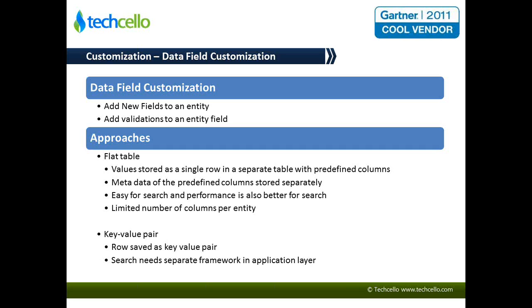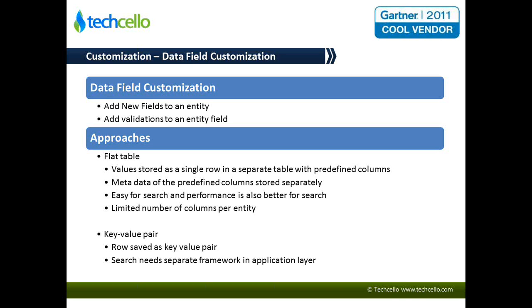The advantage of this is better performance, because you can introduce indexes quite easily, and the search can be specific to the type of the column and so on. But the downside is you're limited by the number of additional columns that you can bring to the entity. So if you are very clear on the number of extensions you might support for an entity, or if you can draw a boundary on the number of extensions you are going to support, the flat table approach is a better one to follow.